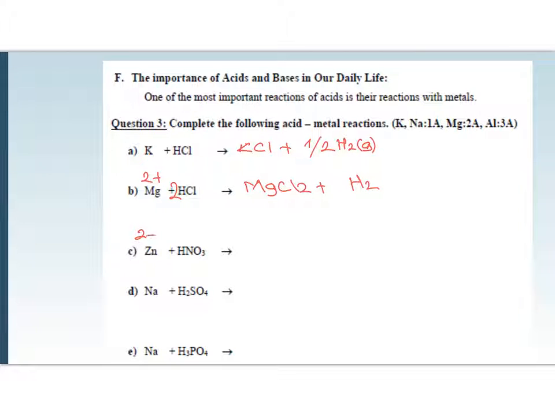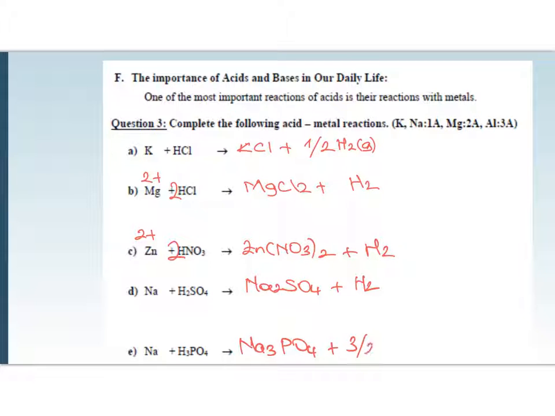So this always has the charge of 2+. So when they are reacted, they produce zinc nitrate plus hydrogen. And sodium is in the group 1A. Again, it produces sodium sulfate plus hydrogen gas. And now comes the last one. This phosphoric acid is a triprotic acid, just remember. So it produces sodium phosphate plus 3/2 hydrogen gas.